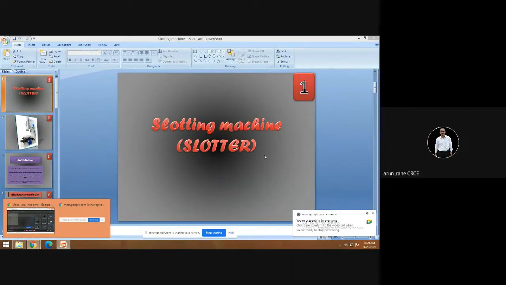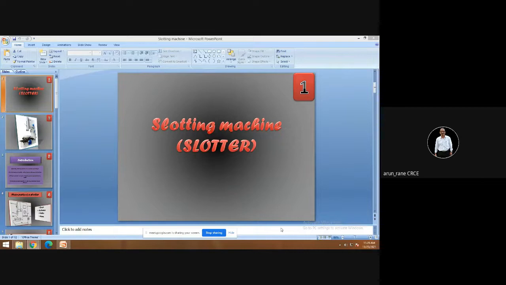Yes, sir. Okay, so yesterday we completed shaping. That is one of the reciprocating machines, and I think you are comfortable with the question bank. Now this is the slotting machine. This is also a type of reciprocating machine.